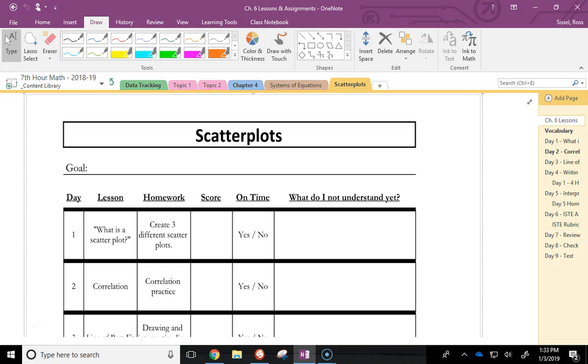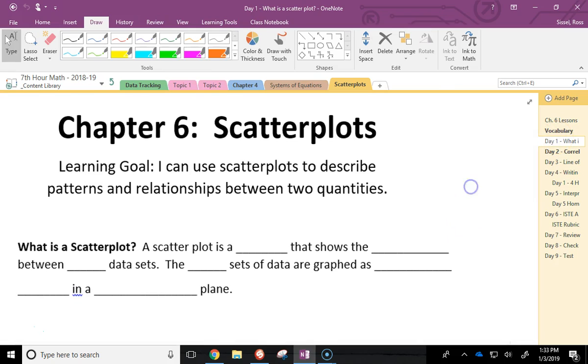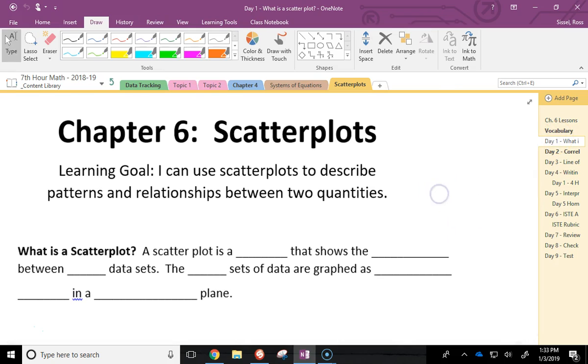Alright, you should be looking at yours. The cover of yours says Chapter 6, Scatterplots. Learning goal, I can use scatterplots to describe patterns and relationships between two quantities. That's what we're going to do this whole chapter. Today our goal is I can identify and create a scatterplot.